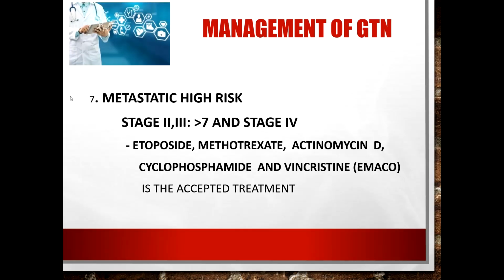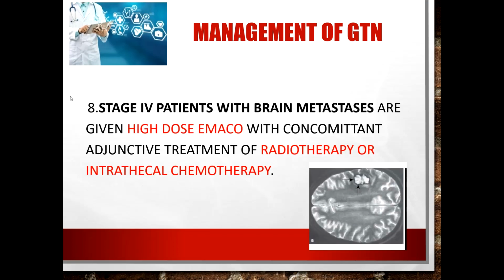So for those patients with metastatic high risk and stage 4, patients should be started with multiple agent chemotherapy in the form of EMA-CO, or etoposide, methotrexate, actinomycin D, cyclophosphamide, and vincristine. Stage 4 patients with brain metastasis are given high-dose EMA-CO with concomitant adjunctive treatment of radiotherapy or intrathecal chemotherapy.